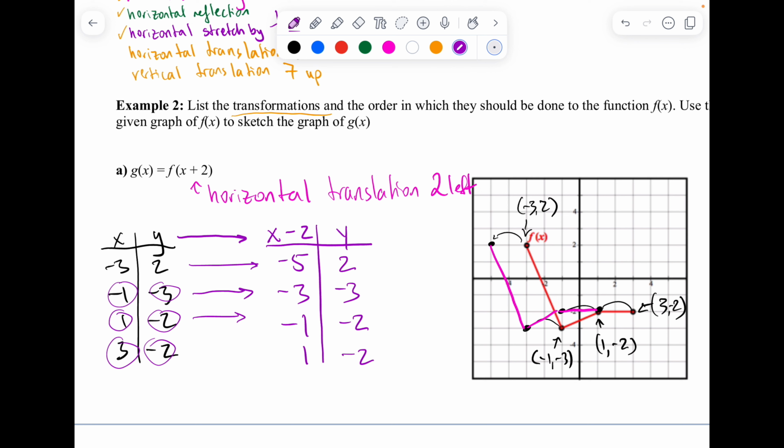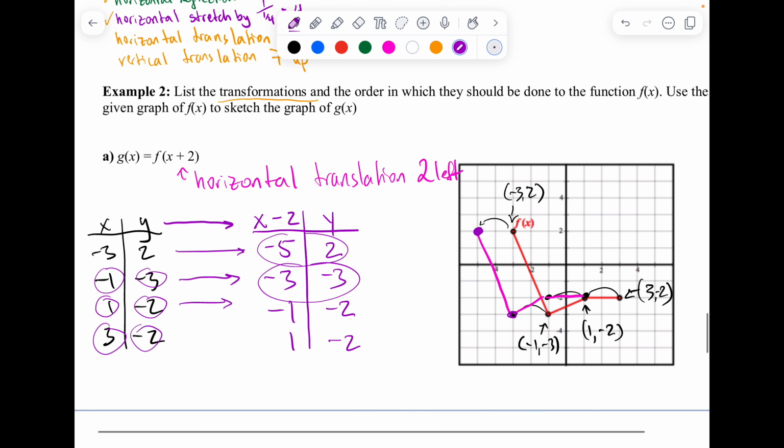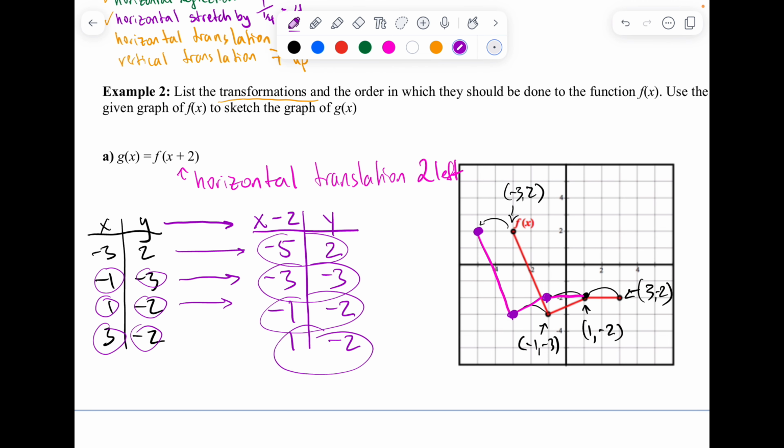So I'm going to use this purple to plot where these new points are. Negative 5, 2 is right there. See how we had that point? Negative 3, 3 is right here. Negative 1, negative 2. That's that point right there. And then 1, negative 2. That's that point.